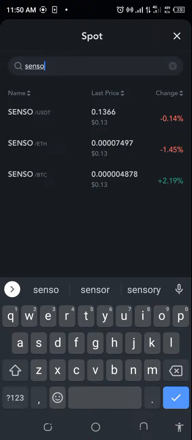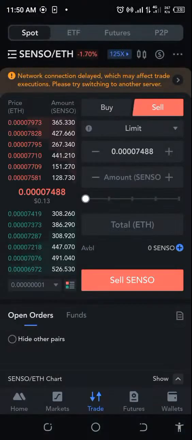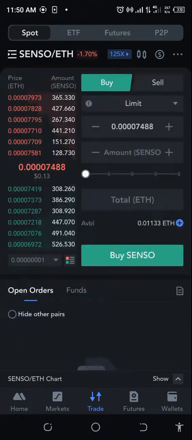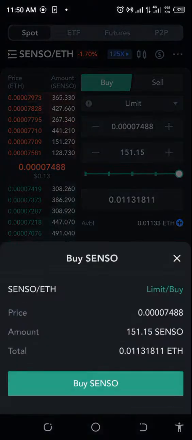Senso USD, Senso ETH. Don't forget it was Senso ETH. Okay, so we need to buy 100%. Good, good. I hope this is going to work. I hope we won't be put in the queue. Let's try and see.